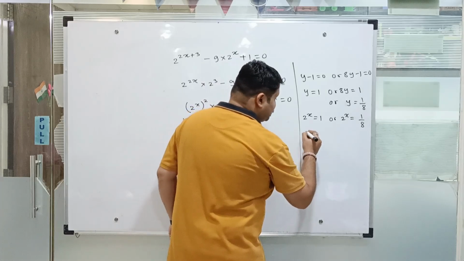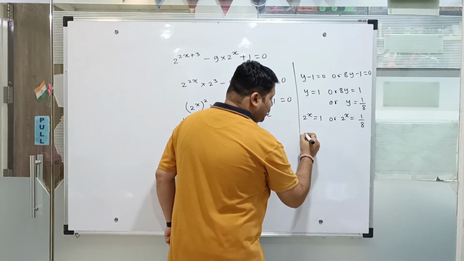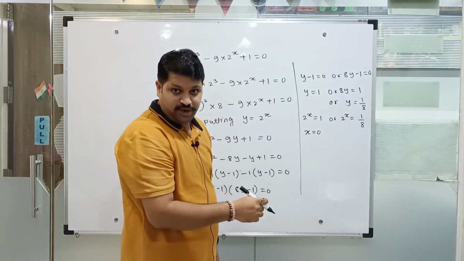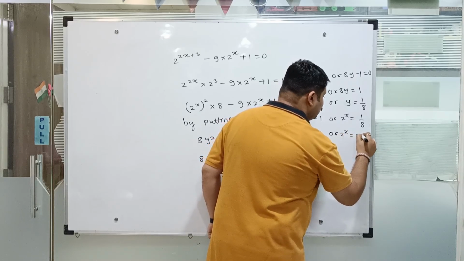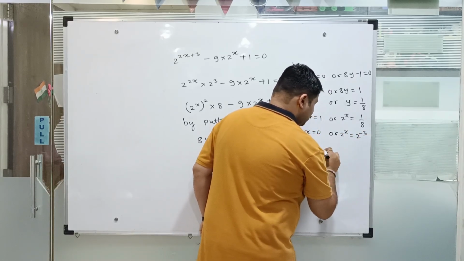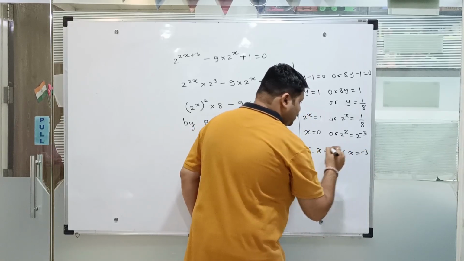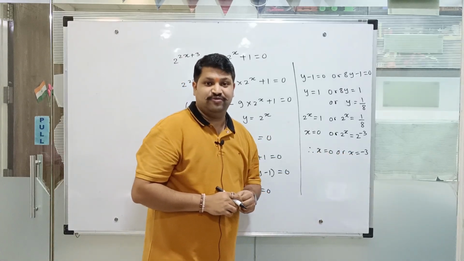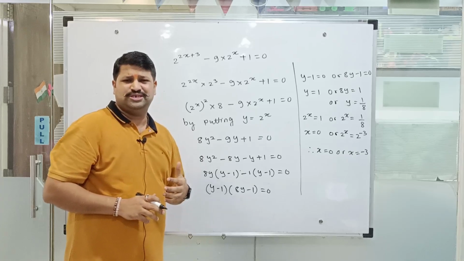So from this I can conclude that x is equal to 0, because anything to the power of 0 is 1, or 2 to the power of x is equal to 2 to the power of minus 3. Therefore, x is equal to 0 or x is equal to minus 3. So these are the values of x that we were looking for. So this is a pretty interesting example. Let's do one more such example.